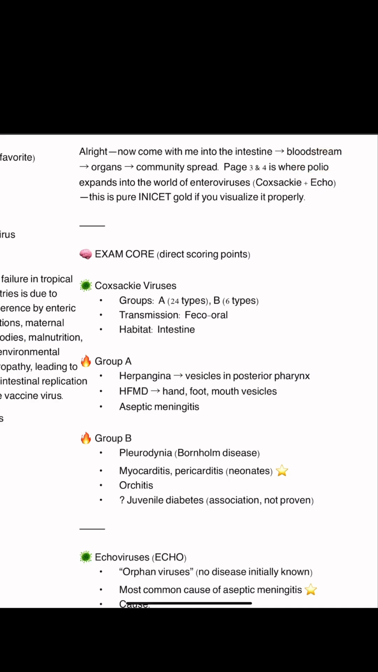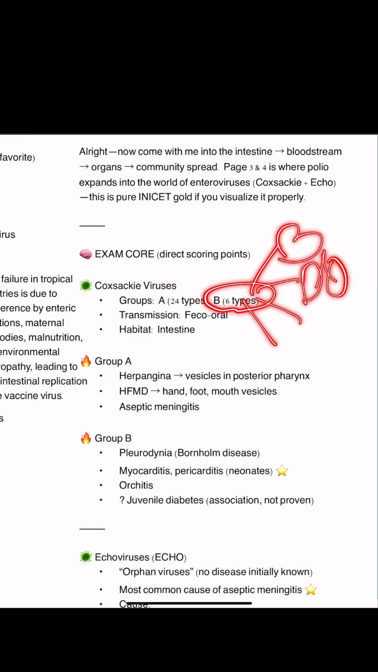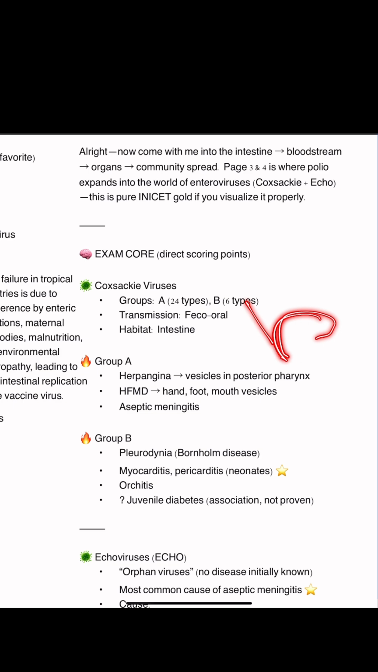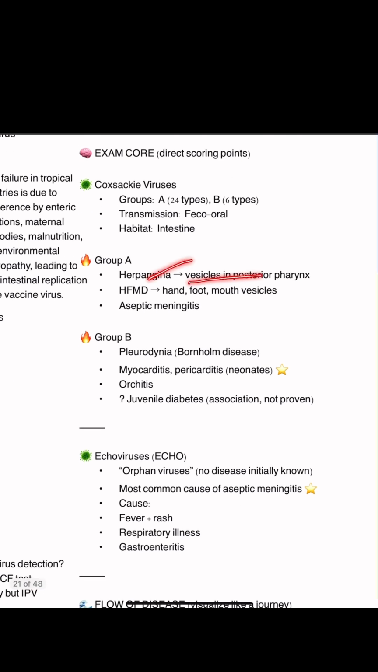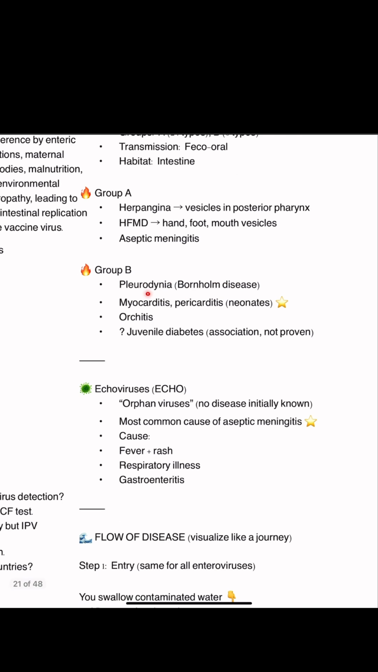Now we have finished with polio. Now let's see other enteroviral infections, Coxsackie and Echo first. To be focused, Coxsackie viruses A and B: A of 24 types, B of 6 types, and among these, A16 causes herp angina, and B causes several diseases in the heart, in the lungs, in the pancreas, and in the meninges. Okay. Herp angina, vesicles in posterior pharynx, HFMD, aseptic meningitis, group B, pleurodynia, Bornholm disease.